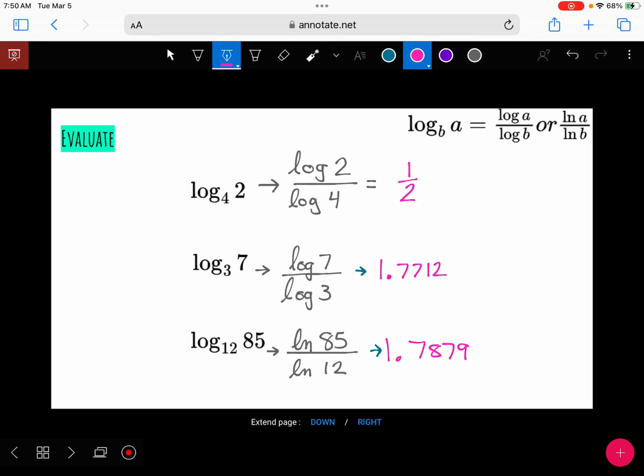Okay, questions on these or how we put them in the calculator or anything like that, or in general in here?